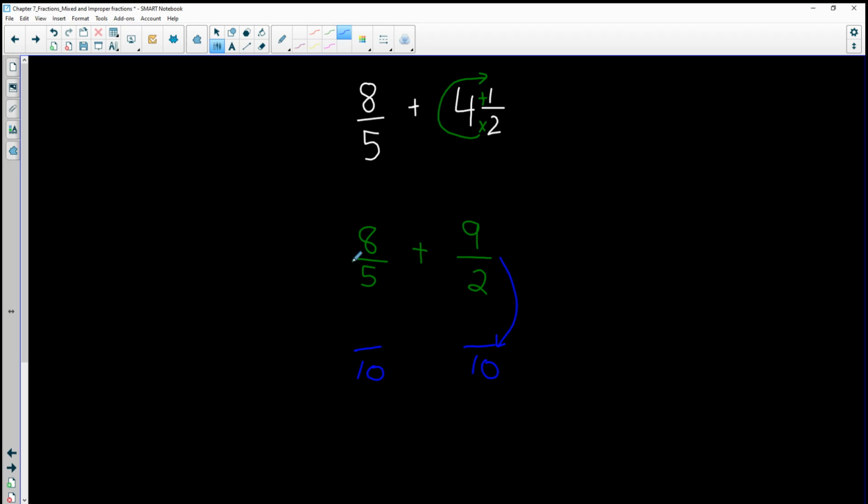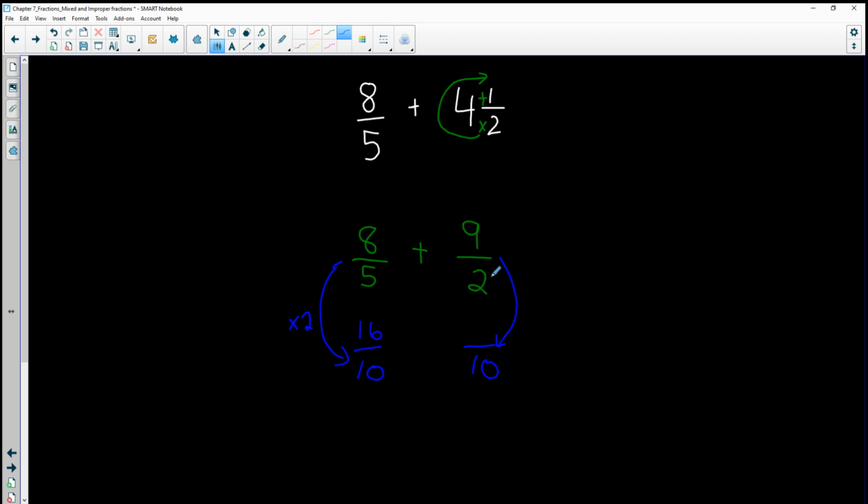Then, of course, you need to ask yourself, while making these equivalent fractions, how did I get from the denominator of 5 to the denominator of 10? You would have multiplied by 2. And so I know that what I do to the bottom, I must do to the top. So that becomes 8 multiplied by 2, which is 16.